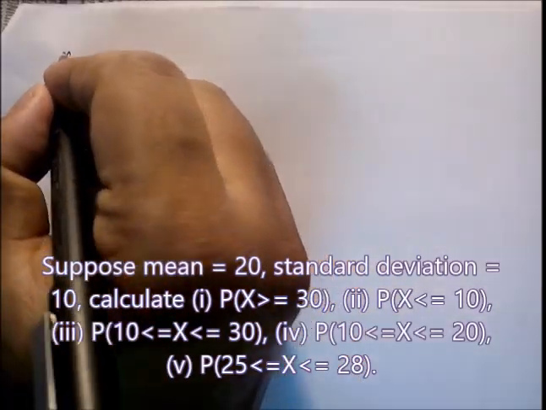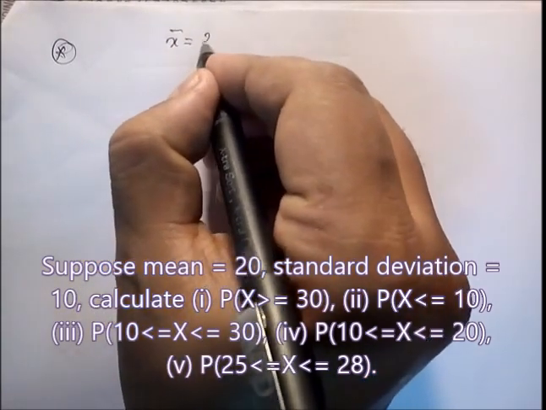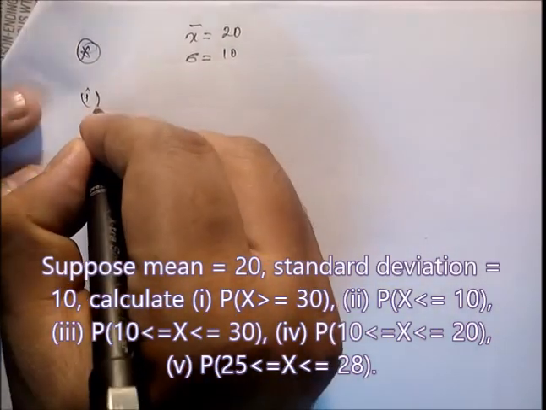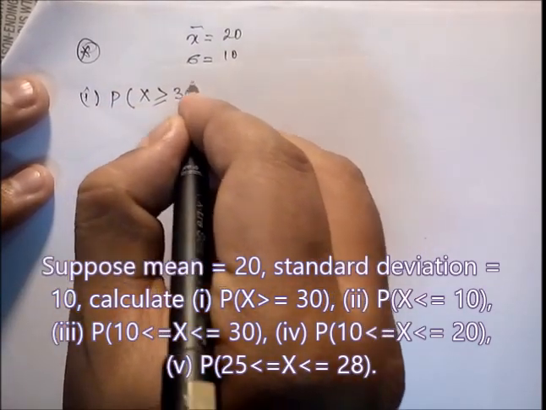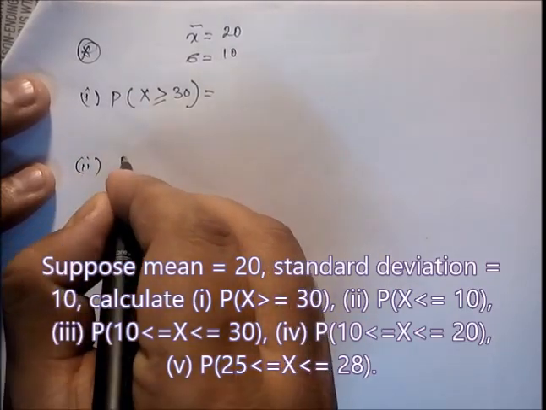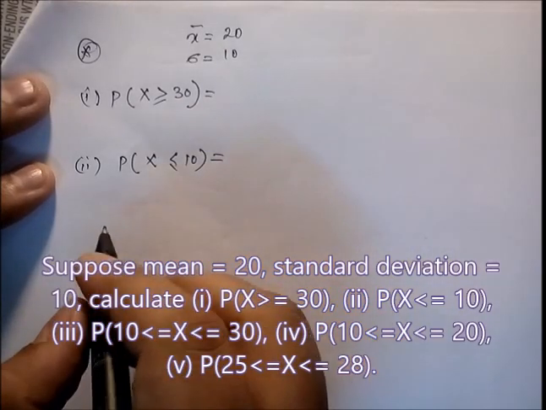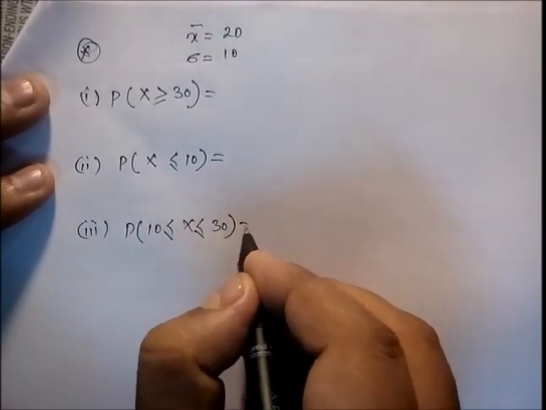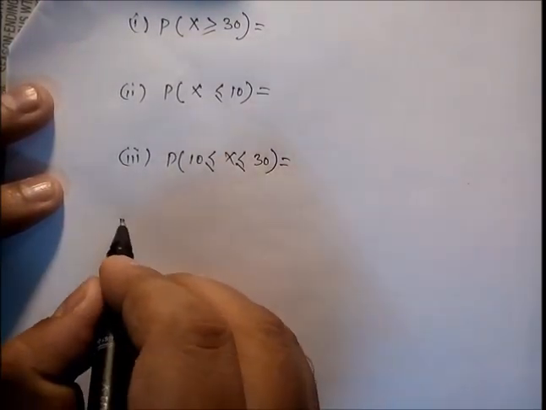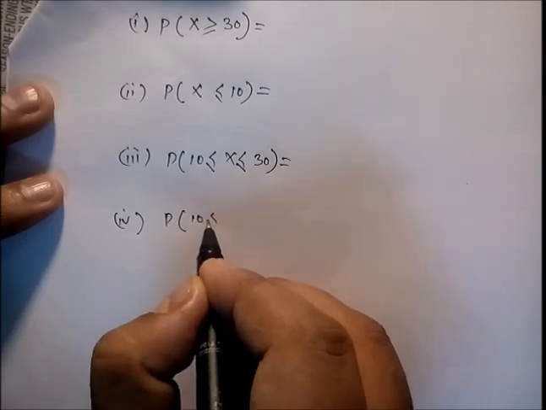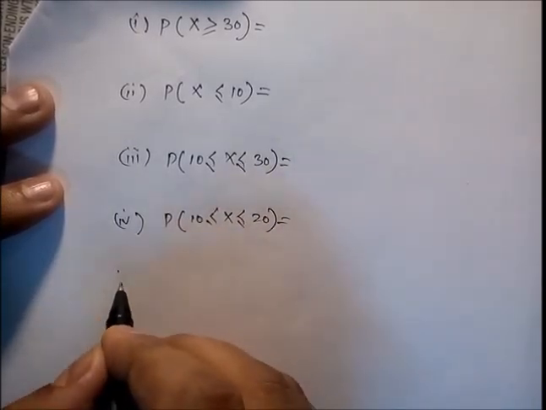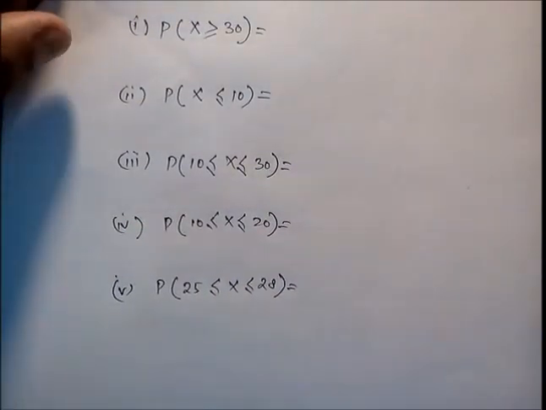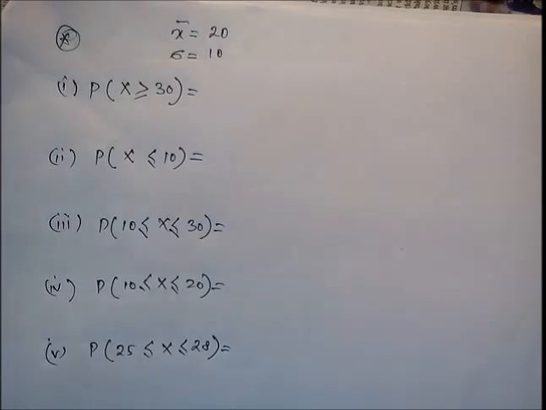Okay, let us solve one problem. Suppose mean is equal to 20 and standard deviation is 10. Then calculate: first problem, probability of x more than 30. Second problem, probability of x less than or equal to 10. Third problem, probability of x in between 10 and 30. Next, probability of x between 10 and 20, and finally 25 to 28.